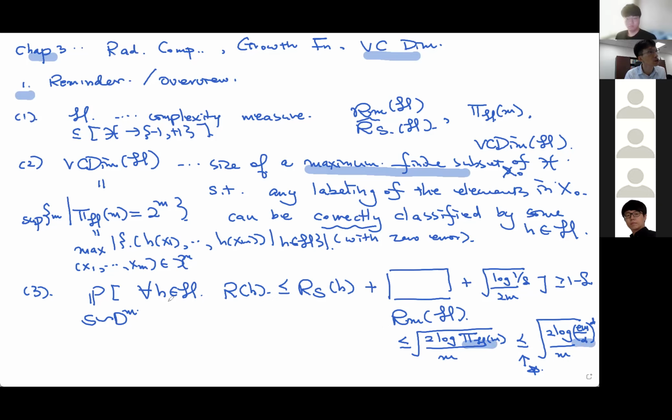So for all H, the risk is bounded by the empirical risk plus this quantity, which has nothing to do with the distribution, plus some extra bits coming from the concentration bound. The probability is very large, so 1 minus delta means very large. So that's what we're going to do.